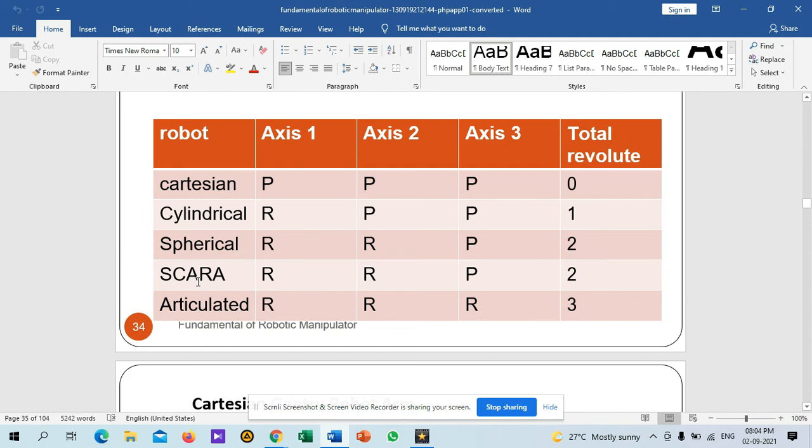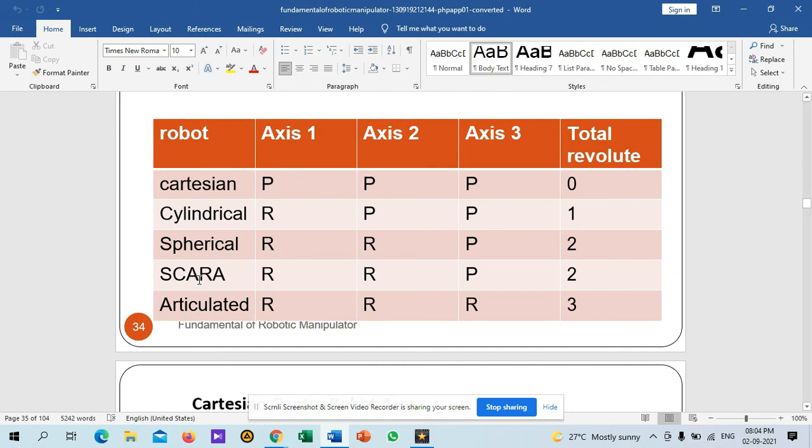So these are the five types of motions, right? So in robot anatomy, these five types are available. One is Cartesian, another one is cylindrical, the third one is spherical, and SCARA. SCARA means selective compliance assembly robot arm, right? This is the short form of selective compliance assembly robot arm, right? And articulated or polar, right? These five types of robot anatomy are available.